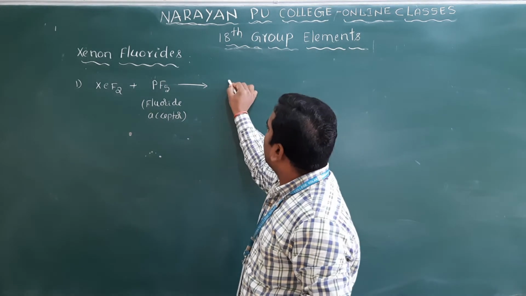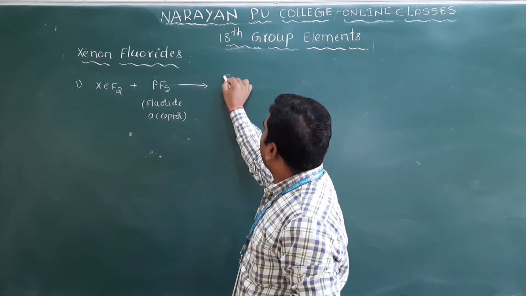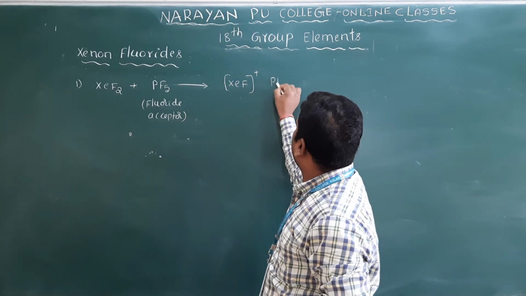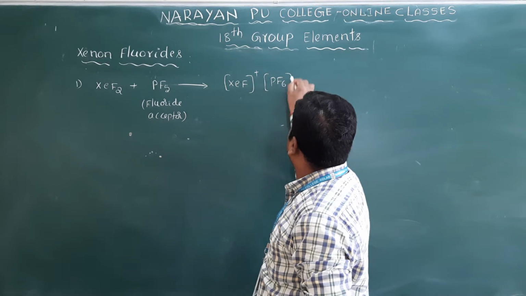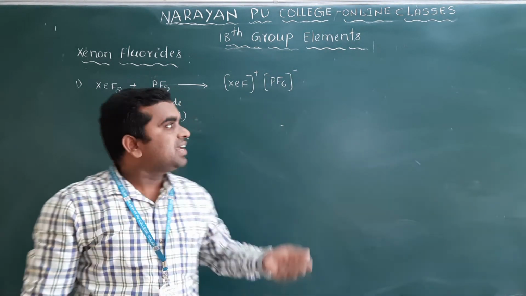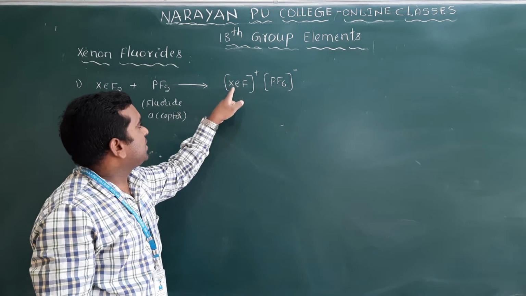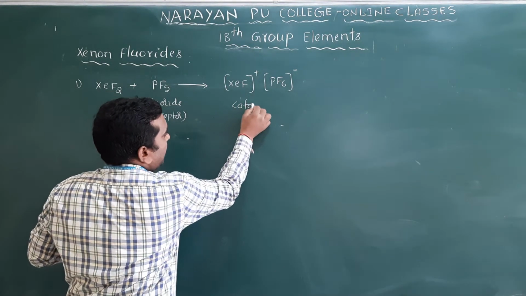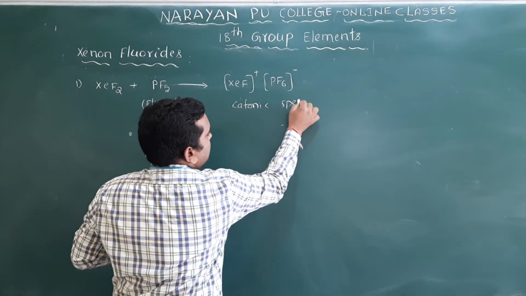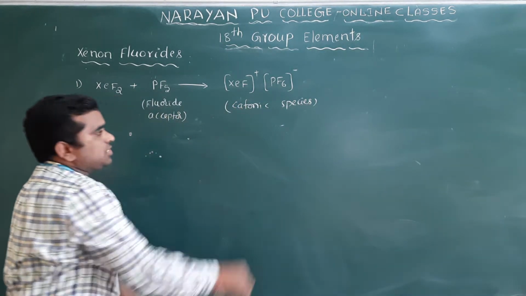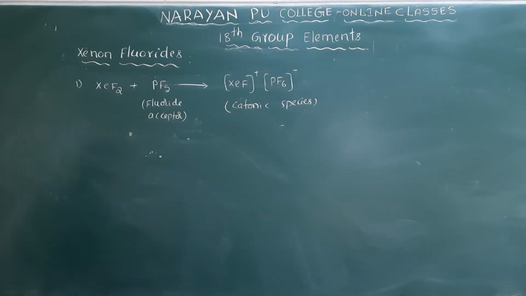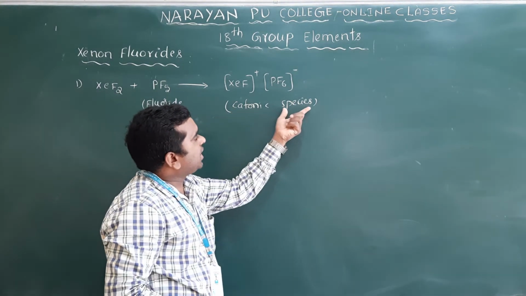Then what happens? You will get XeF plus, because it is losing one fluorine, so it is positive, and it is gaining one fluorine, giving PF6 minus. Clear? In this case you are getting a cationic species. Xenon is in which form? Cationic form. Whenever xenon fluorides react with a fluorine acceptor, they give a cationic species.